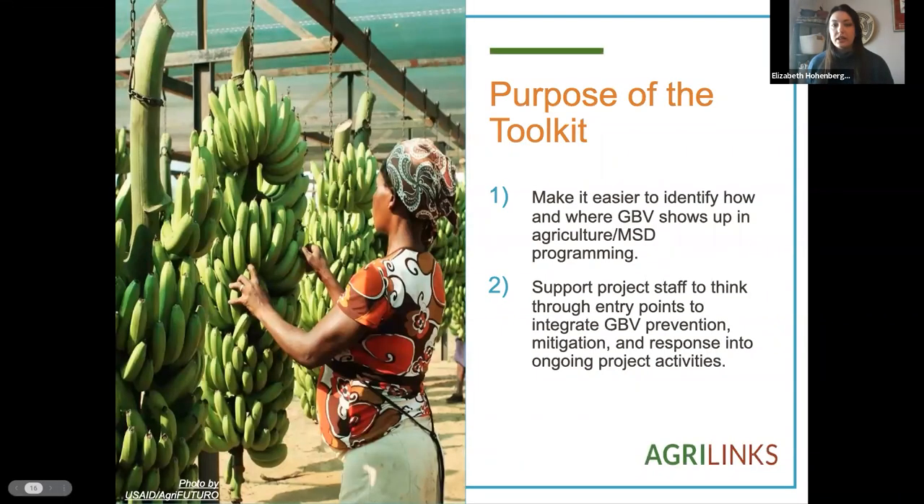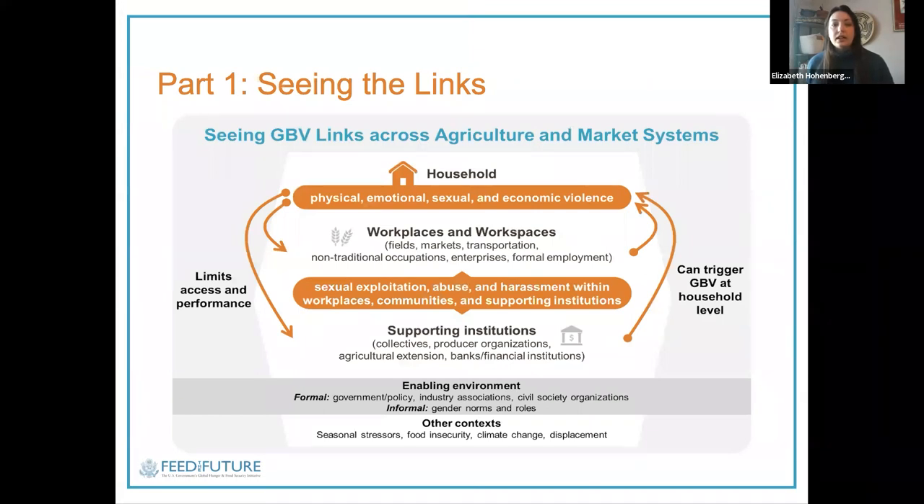As Jen mentioned, this toolkit intends to provide practical guidance for agriculture and MSD technical staff and gender and social inclusion advisors. It specifically focuses on GBV in day-to-day programming in order to, one, make it easier to identify how and where GBV shows up within the context of agriculture and market system development programming, and two, to support project staff to think through logical entry points to integrate GBV prevention, mitigation, and response into ongoing project activities. Next slide, please. The toolkit is organized to walk the reader through the process of first identifying GBV where it may show up in their work, second, determining how, when, and where to address it, and third, implementing concrete steps and tools in their day-to-day activities.